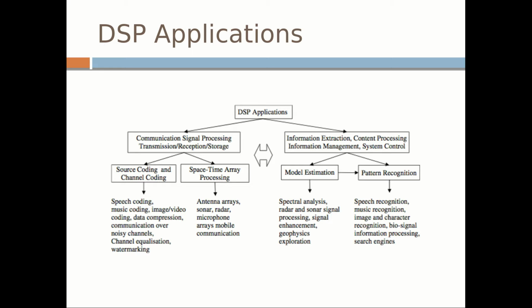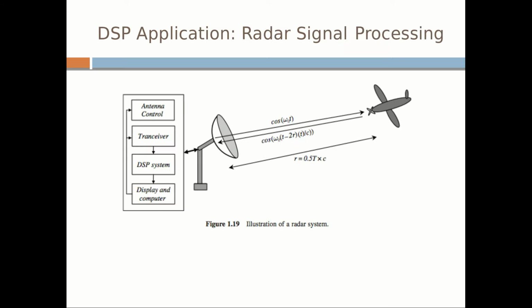DSP is also useful in fields like information extraction, pattern recognition, etc. In this example, we can use DSP as a powerful tool to find the distance of the plane from the point in the airport. It can also be used to find the path of the plane, determine its trajectory, etc. Here, the antenna receives the signal from the plane, which is then given as an input to the DSP system, which processes the signal and gives out the output on the computer screen.